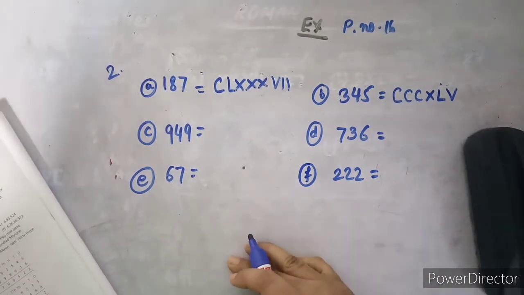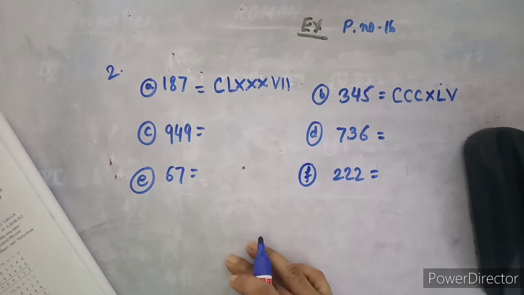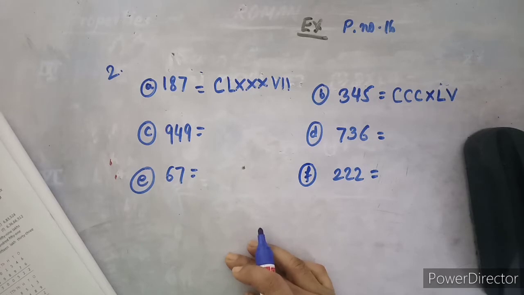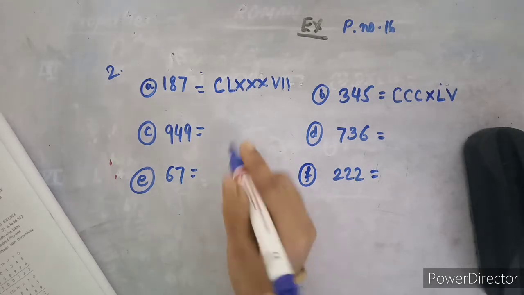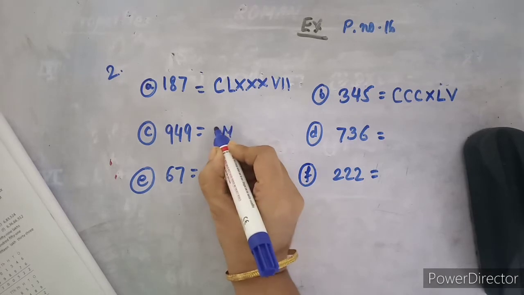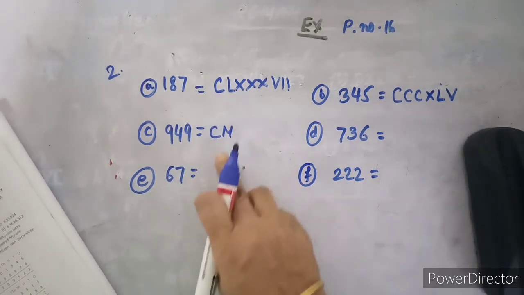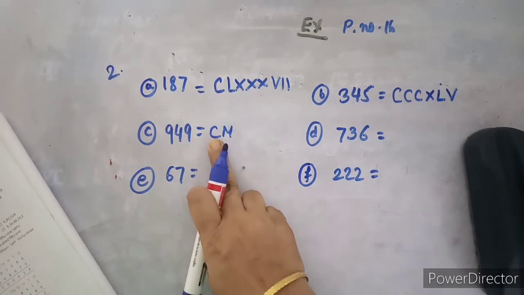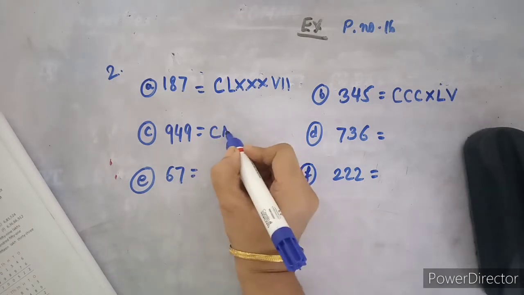Third number is 949. Now 900 means what? 900 means it is 100 less than 1000. Okay, now 1000 is represented by M. So 100 less than 1000 means you have to put C before M. So this will become what?